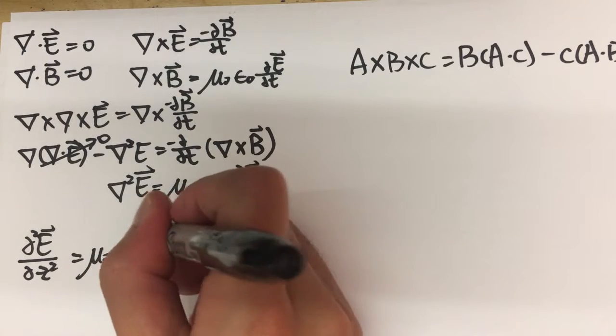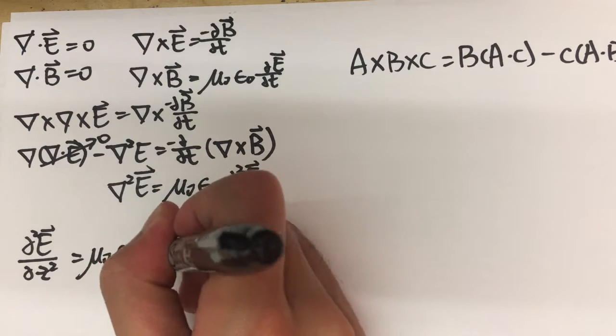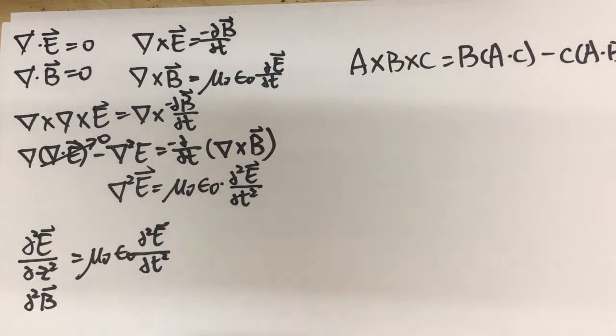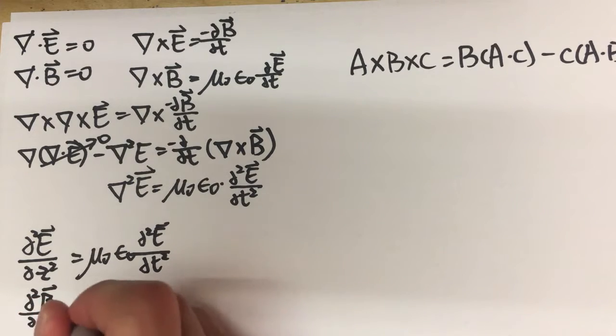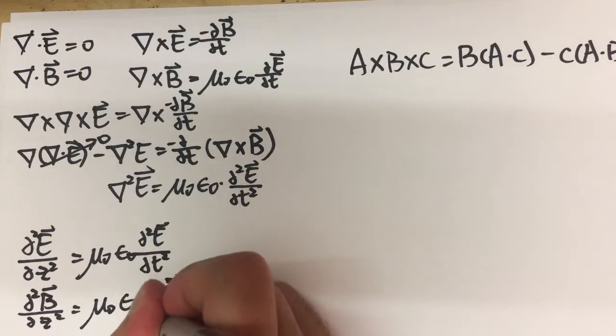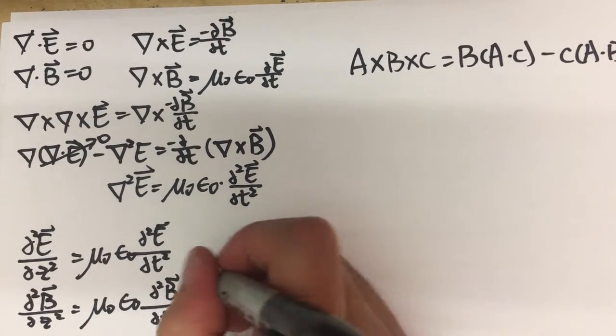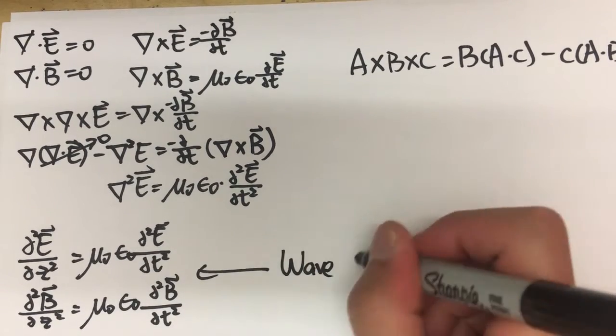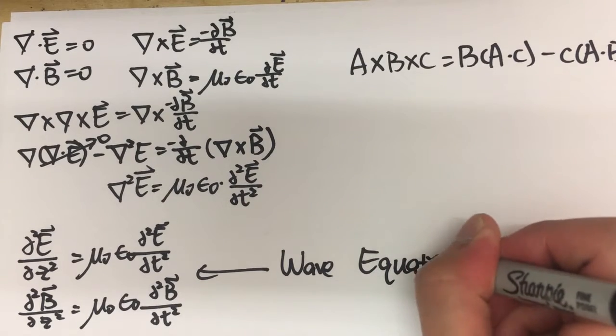If we apply a similar process to Ampere's law, we are able to get the magnetic field's wave equation. Both wave equations state that a change in the electric and magnetic field in space will result in a change of the electric and magnetic field in time.